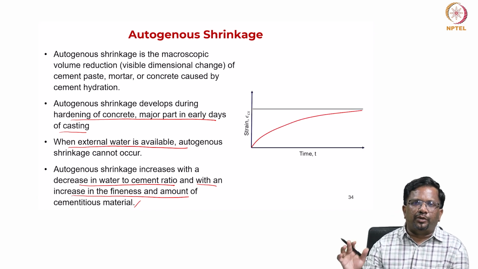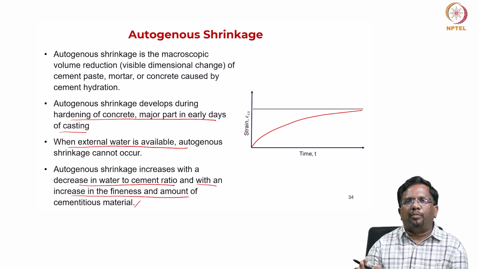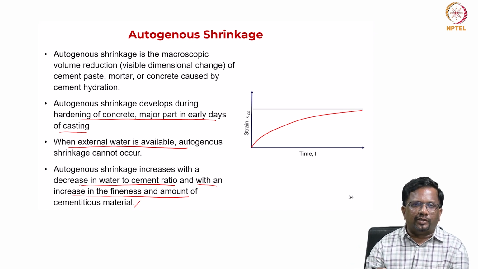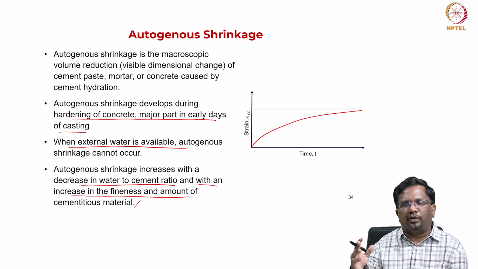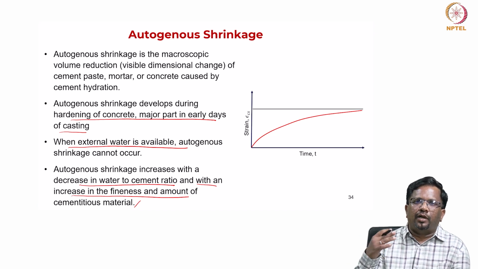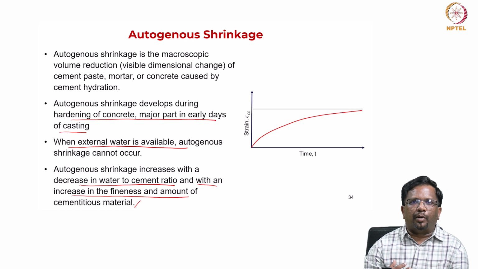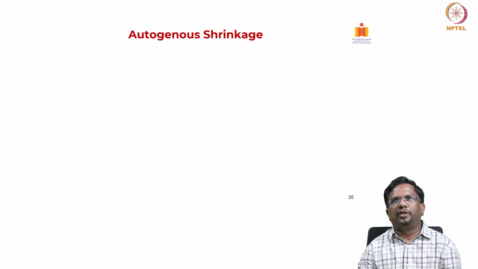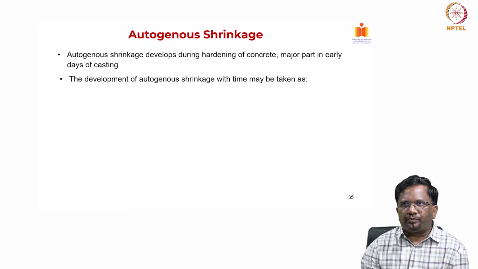But as I have explained, autogenous shrinkage is typically much lower than that of drying shrinkage for a typical normal strength concrete. But if you are using high strength concrete with a lot of cementitious material, then it can also become comparable to that of drying shrinkage. So, that is what it is, right.